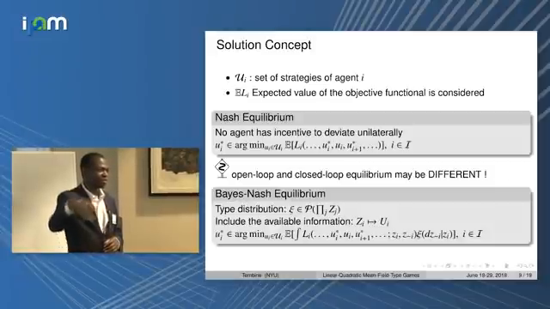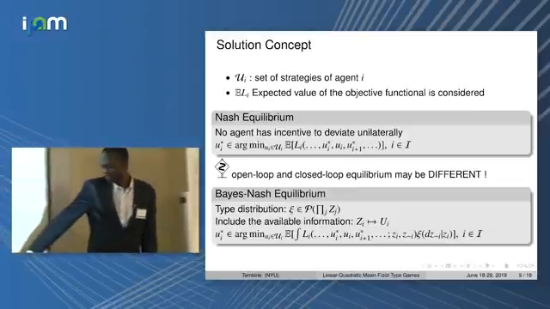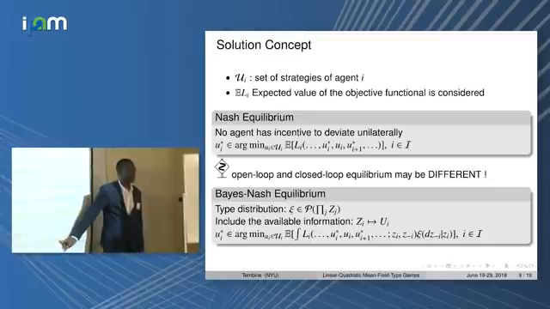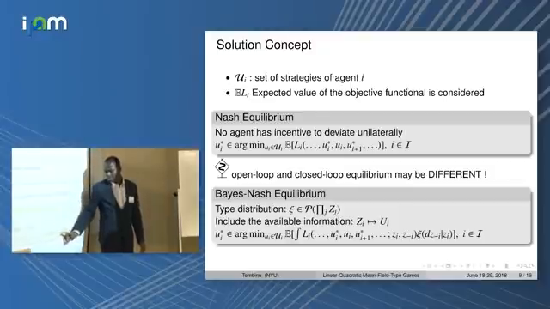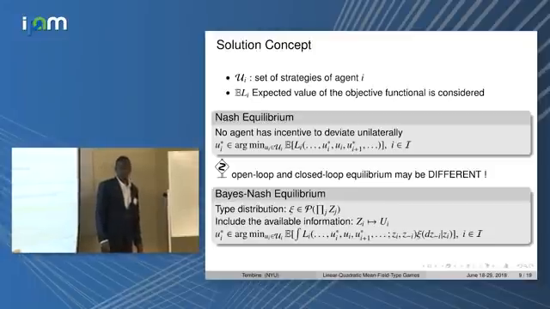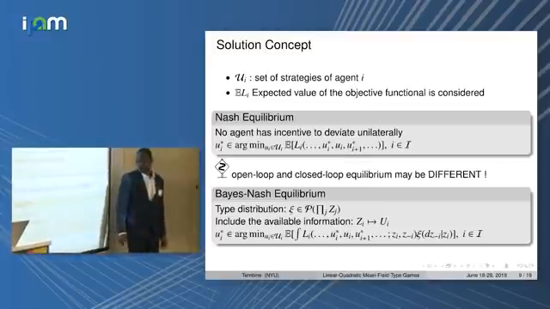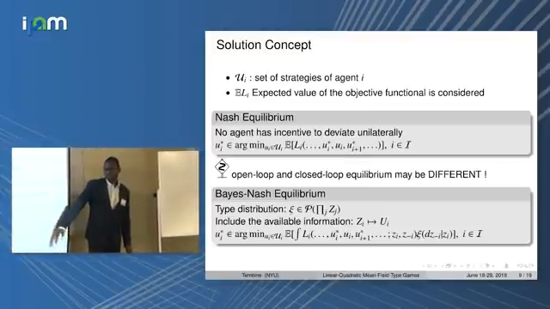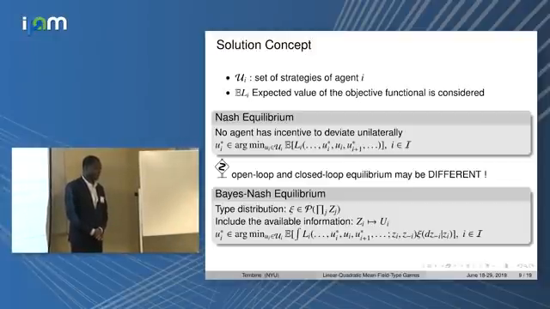So you will have a belief on the type of other agents, and you are going to condition. Since your type is known, the type of i is Zi, you condition on it. You do that conditional probability and take the expectation with respect to that, and then take the expectation with respect to all random variables and minimize that. That's Bayes Nash equilibrium.